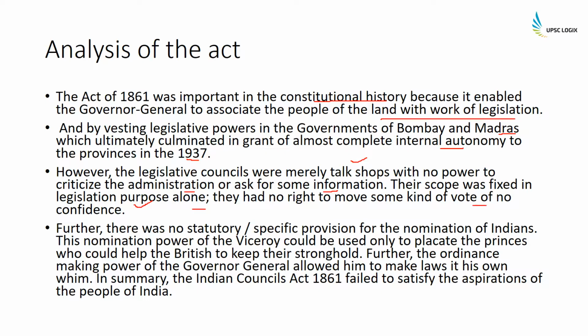The next step, that the Viceroy could nominate three members to the Executive Council, was also an eyewash, because this was just done to placate the princes whom the British wanted to keep in their stronghold. In case there was a mutiny, these princes could help the British government in subduing it. And of course, the ordinance making power was with the Governor General, and he could make laws according to his whims and fancies to protect British India.